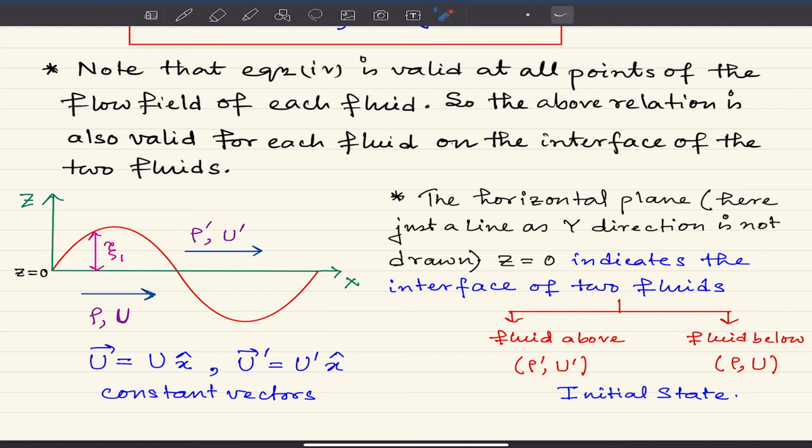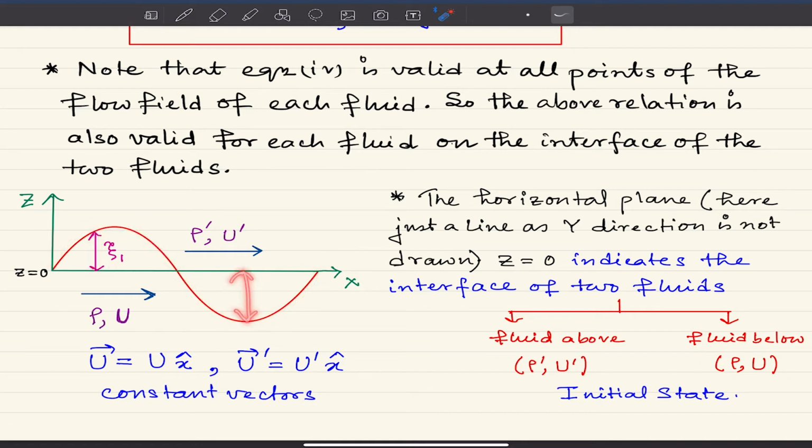Now we perturb slightly, although this looks a bit big. Okay, this is actually just for simplicity, and this is for exaggeration, so that you can understand. Otherwise, this perturbation is very, very small. That means this amplitude is very, very small.